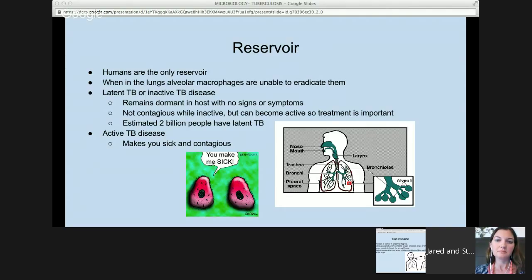There are two forms of TB, latent and active. Latent TB remains dormant in the host with no signs or symptoms. TB is not contagious when it is inactive. Active TB is when there is an infection and signs and symptoms are present.